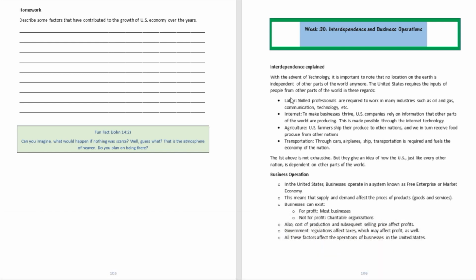So we're talking in terms of labor. So let's think in terms of labor, for example. The United States is going to be in need of skilled professionals to work in many industries, such as oil and gas, for example, communication and technology. Well, the United States can't produce all the skilled professionals it needs to work in all these industries, so we are going to be dependent on other people, other nations from around the world to supply us labor to work in these industries. Well, that is an example of interdependence.